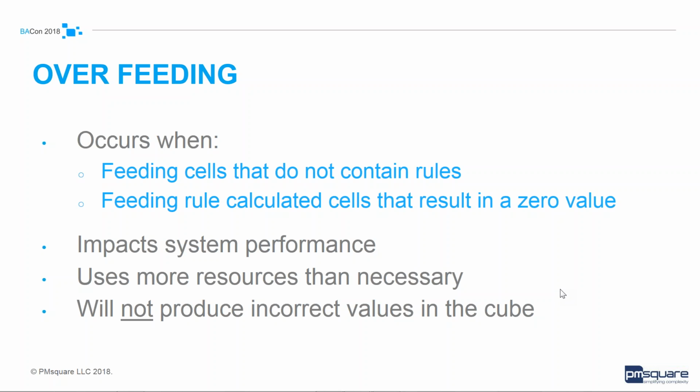Overfeeding can occur when you feed to cells that don't contain rules, or you feed rule-driven cells that result in a zero value. In the simple example we showed earlier, sales are dependent on the quantity sold, so we're safe feeding from quantity. If we fed using the price, we would overfeed because every product has a price for every region, every month, etc. As a result, the consolidation algorithm would be working too hard. However, in an overfeeding situation, your consolidated values would be correct.